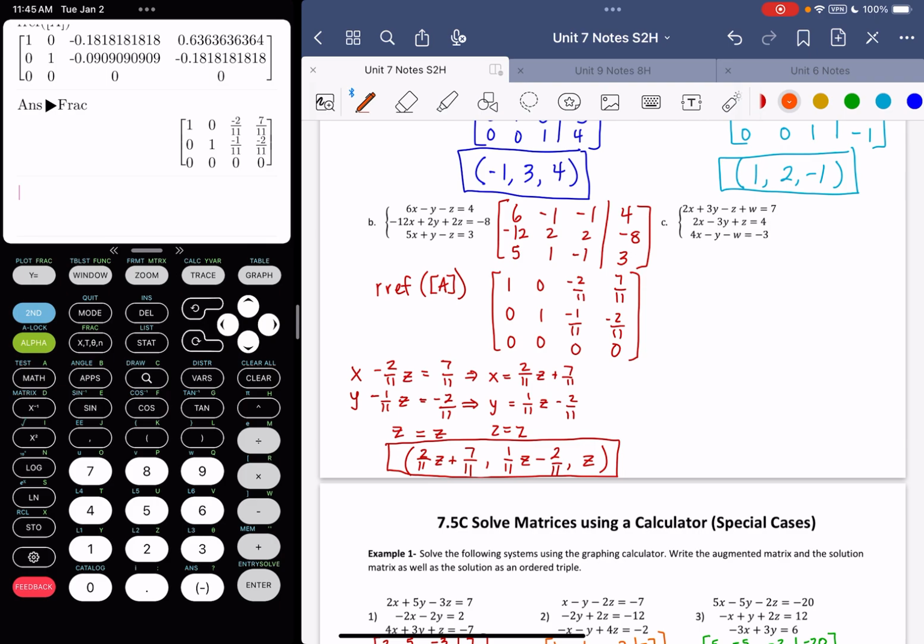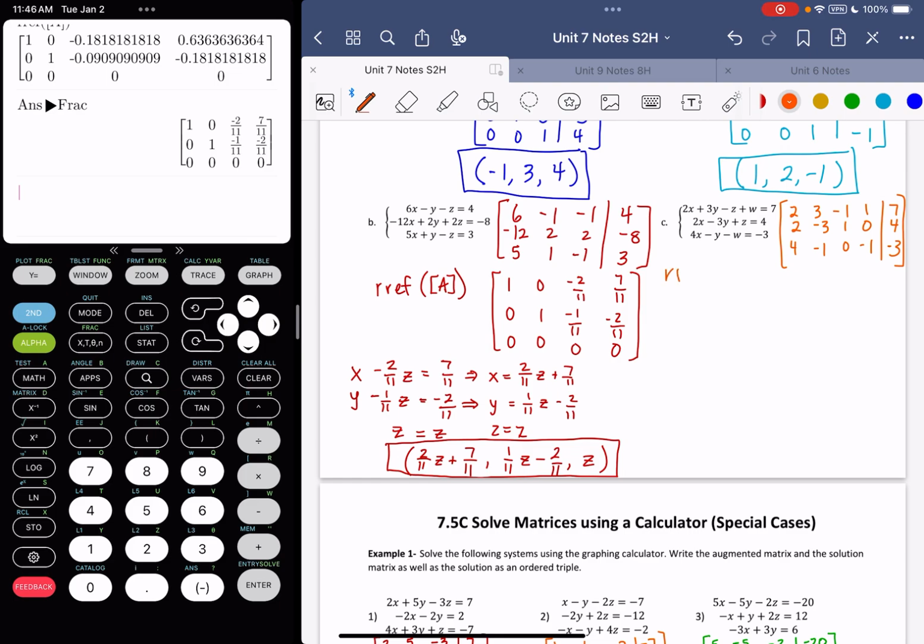Now, when I look at this one, I see that there's a w. That means I've got 4 variables. So when I put my augmented matrix together, I need to make sure that I have 4 variables. So this is going to be 2, 3, negative 1, 1, 7, 2, negative 3, 1, 0, 4, because there's no w in that one. And then 4, negative 1, 0, negative 1, negative 3. So you have to put zeros in for the missing variables.